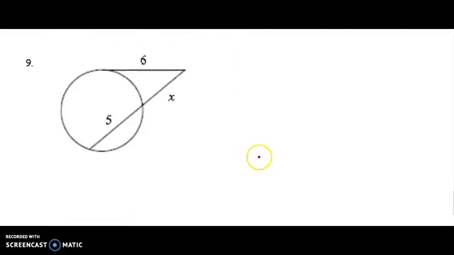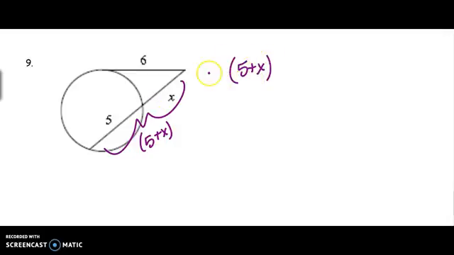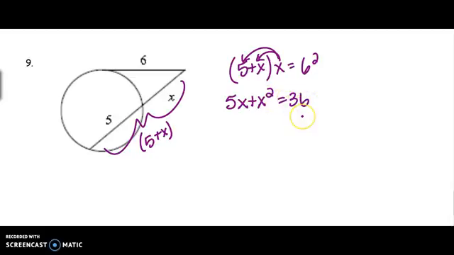Last but not least, we have another secant, tangent. So here our whole is 5 plus x, and our outside piece is x, and that's equal to 6 squared. So when we distribute, we have 5x plus x squared is equal to 36. Now the difference between this problem and the one up top is we have this 5x. Because we have a b term in the quadratic, we have to factor.